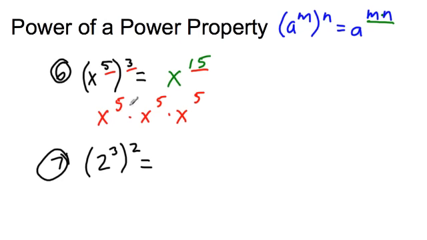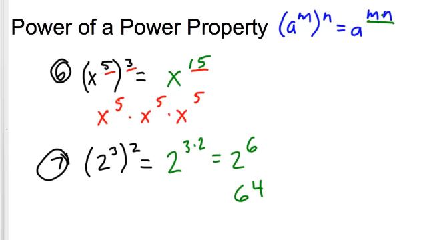So notice 5 plus 5 plus 5 is where we get the 15. So we end up with x to the 15th power. Second example, or next example, example number 7, 2 cubed squared, we would take and get 2 to the 3 times 2, or 2 to the 6th power. 2 to the 6th power means we're multiplying 2 6 times. That does happen to be 64. Moving on to our next example.